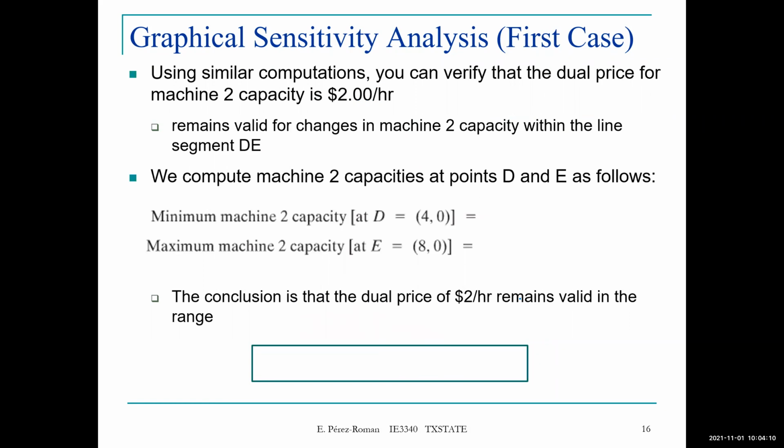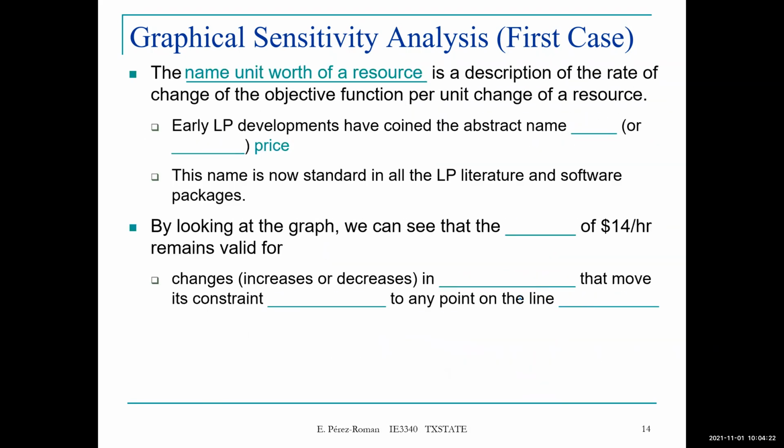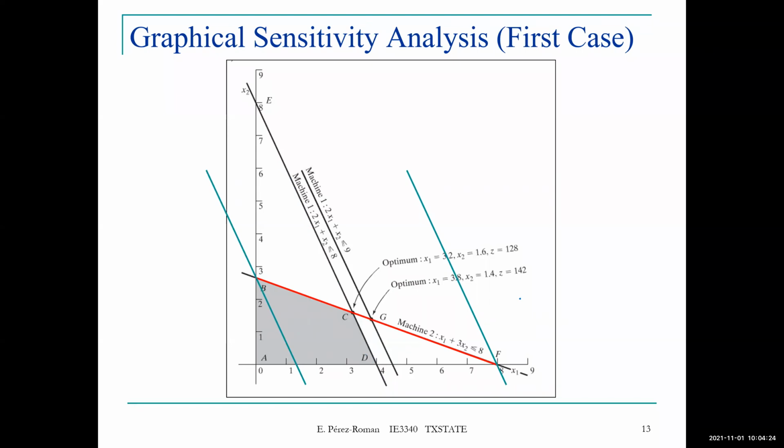Using similar computations, you can verify the dual price for machine 2 capacity is $2 an hour. And that will remain valid for changes in machine 2 capacity within the line segment DE. So DE will be this line right here, or basically the constraint for machine 1. So as long as you move that red line between D and E, that rate of change is not going to change.